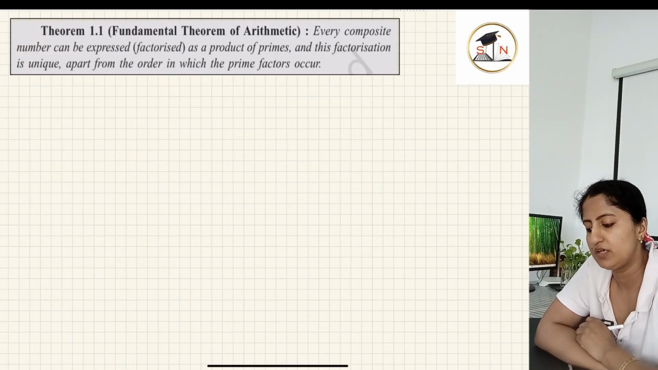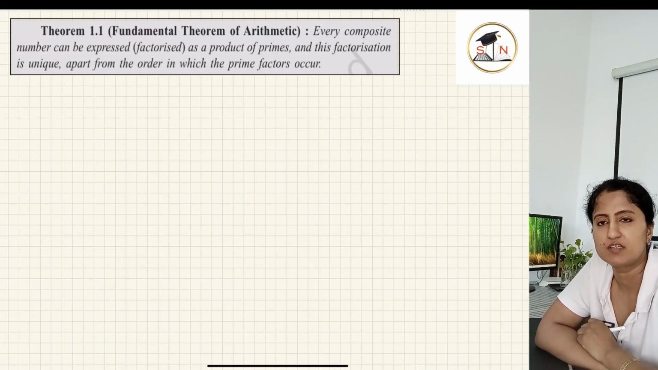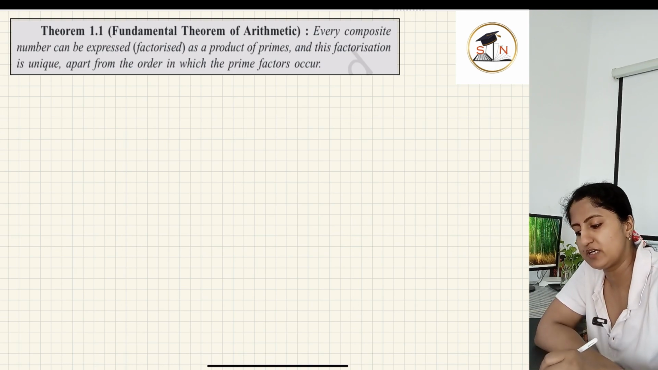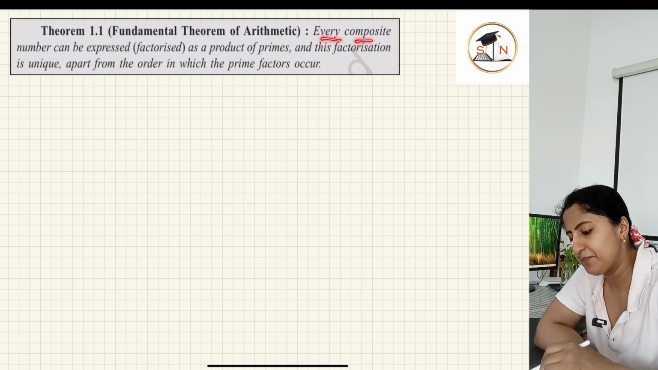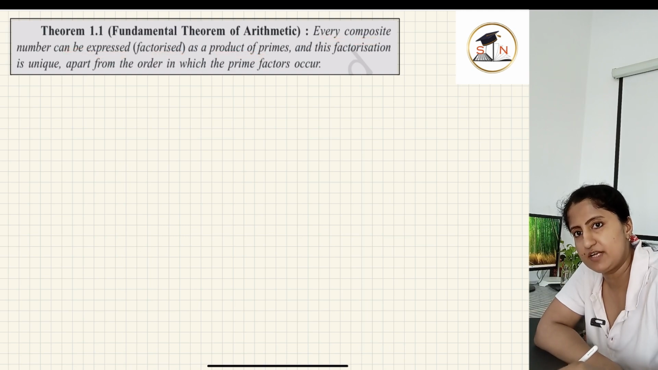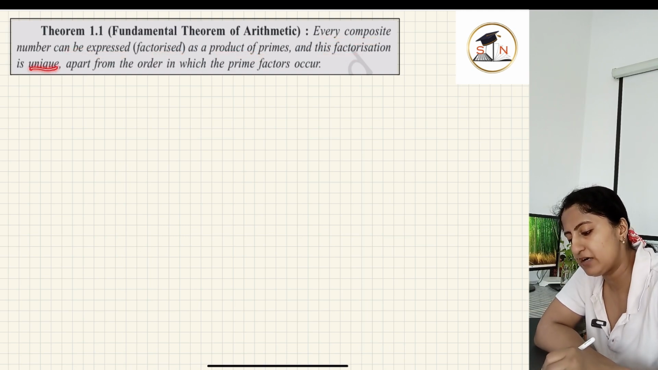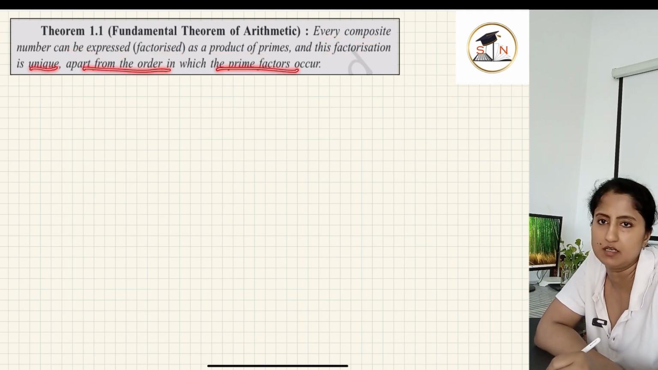In this video, we are going to deal with the fundamental theorem of arithmetic. That is the first topic of Real Numbers, the first chapter, class 10th. First, we will read what the fundamental theorem of arithmetic is. Every composite number can be expressed, factorized, as a product of primes, and this factorization is unique apart from the order in which the prime factors occur.